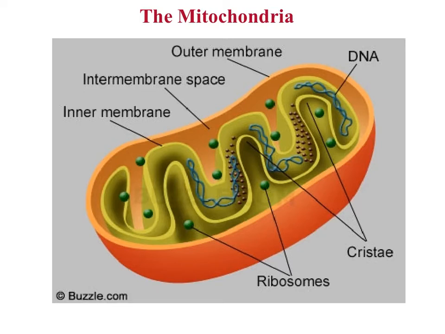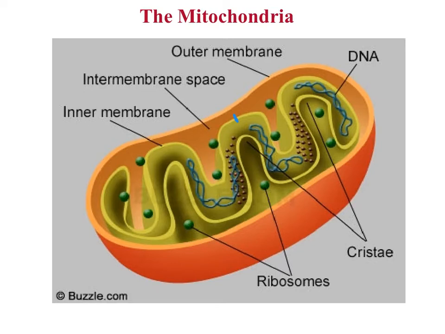Oxidative phosphorylation occurs across the membrane right here, and that is the inner membrane of the mitochondria. Remember, that's a phospholipid bilayer, and that phospholipid bilayer represents a barrier to set up a concentration gradient.